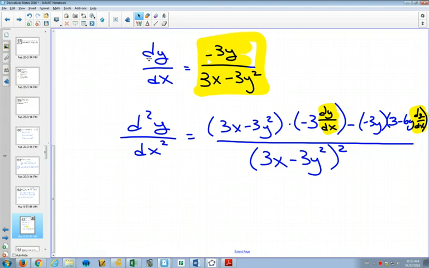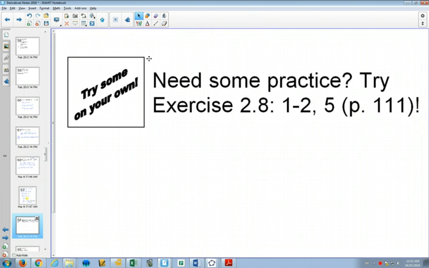Can you imagine trying to find the third derivative? We'd have the quotient rule again, and within the quotient rule, we'd have the product rule. And if we substituted this back in, yeah, it's like a little nightmare. Sorry. So there's some questions for the second derivative.